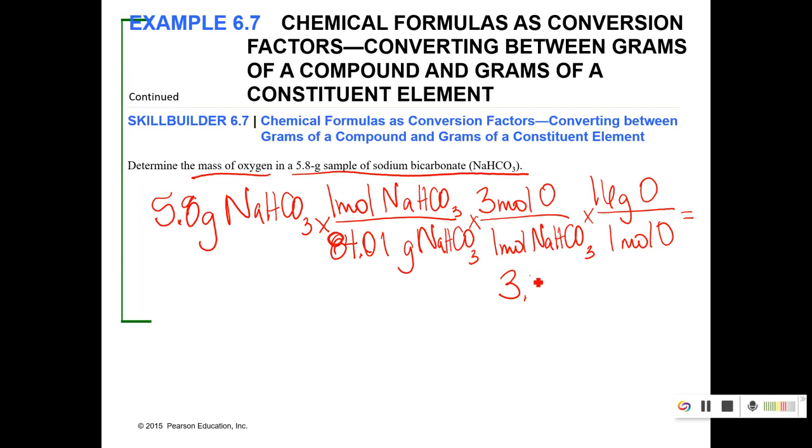I get 3.31 grams of oxygen. Oh, that's not the right sig figs. 3.3 grams of oxygen because it only gave us 2. Now again, oxygen was 48 grams of this 84, so that is more than half, so 3.3 is more than half of that 5.8. So that's kind of how you can guess and make a check that yes, it is correct or at least close because our percentages are about the same.